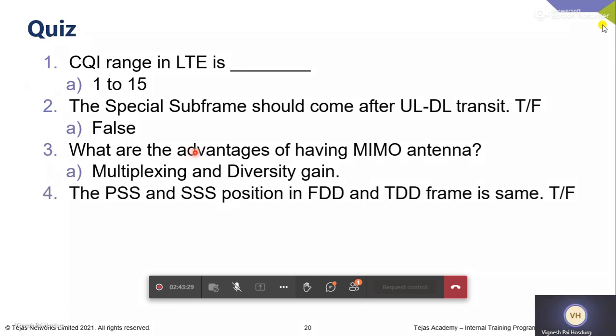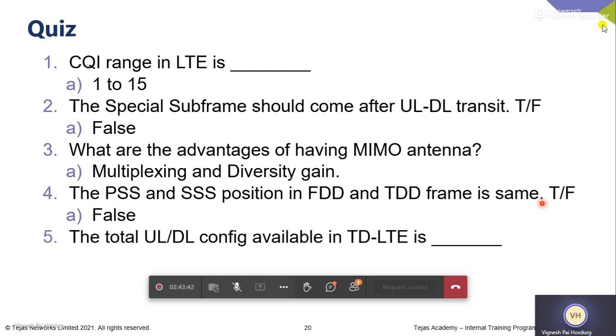Next. The PSS and SSS position in FDD and TDD frames is the same. Is it true or false? False. Very good. Let me move to the next question. The total uplink and downlink configurations available in TD-LTE is how much? That is 0 to 6. Excellent. So totally 7, 0 to 6.